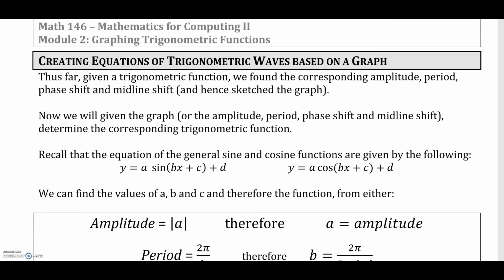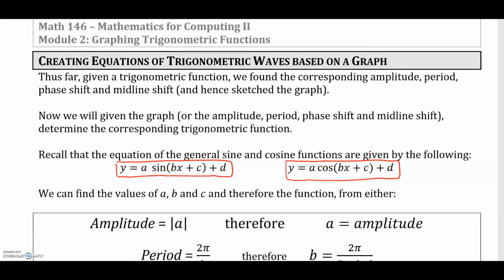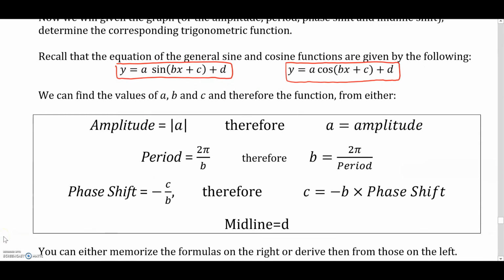Recall the general equation for the sine and cosine functions. We have y is equal to a times sine of bx plus c plus d, and y is equal to a times cos of bx plus c plus d. So what will happen here is that we'll have a graph or given information about a function, such as the amplitude, the period, phase shift, and midline, and using that information, we will determine the values of a, b, and c, and then we know the function.